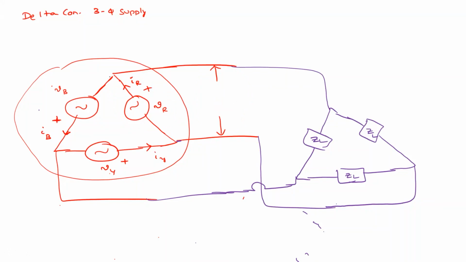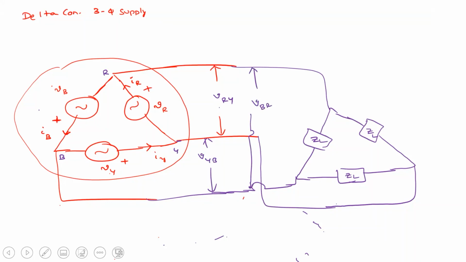For example, this is R, this will be Y and this will be B. This voltage is VRY, so that means VR equals VRY. Similarly, this voltage is VYB, and similarly this voltage is VBR.